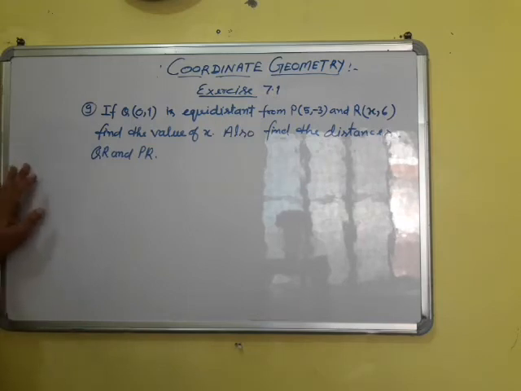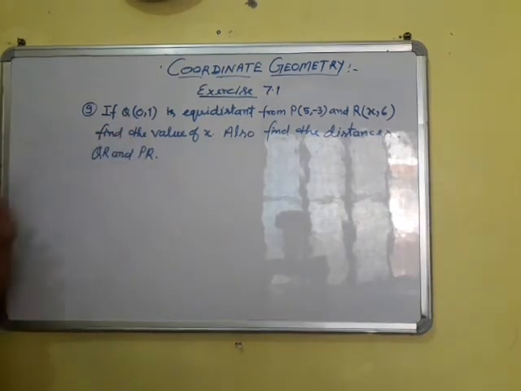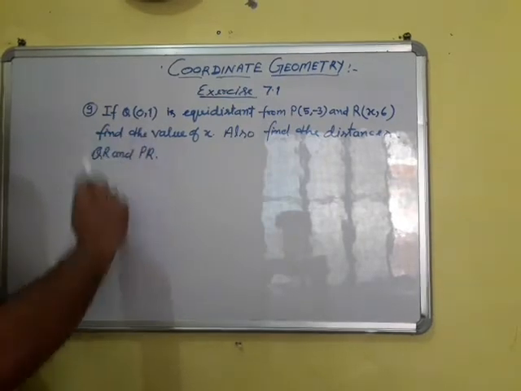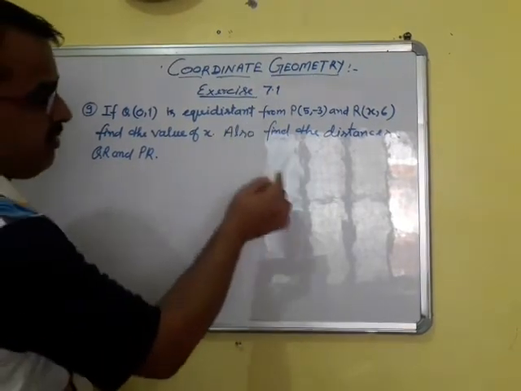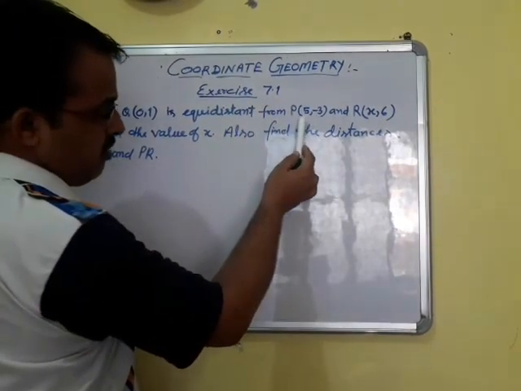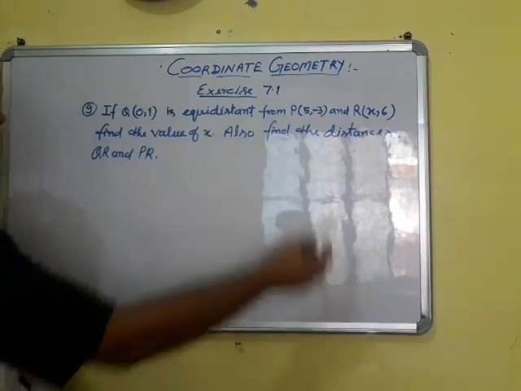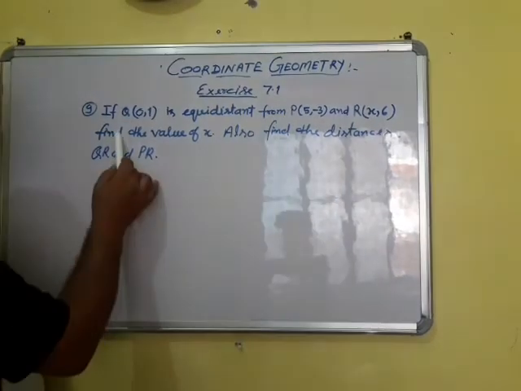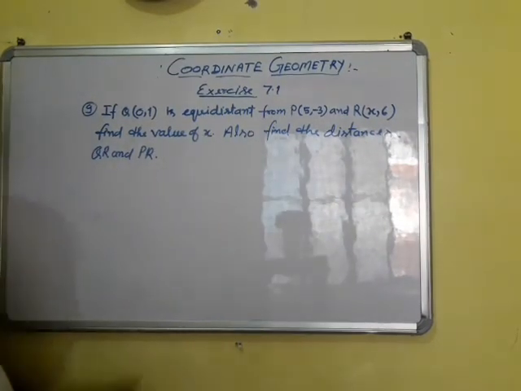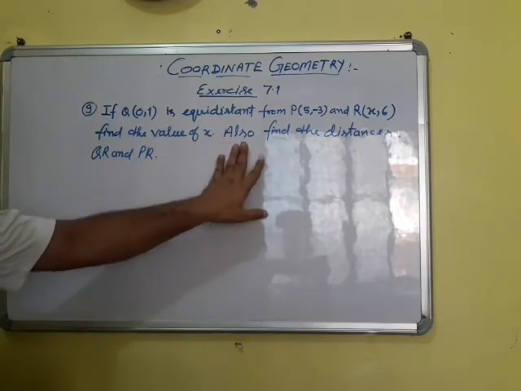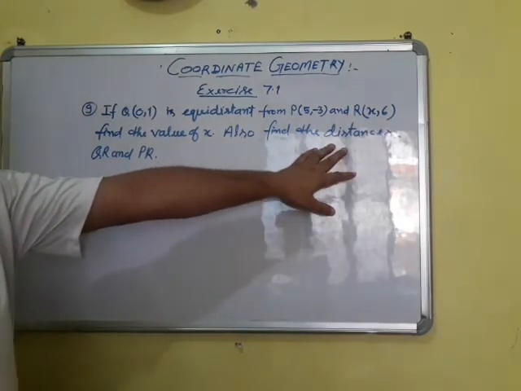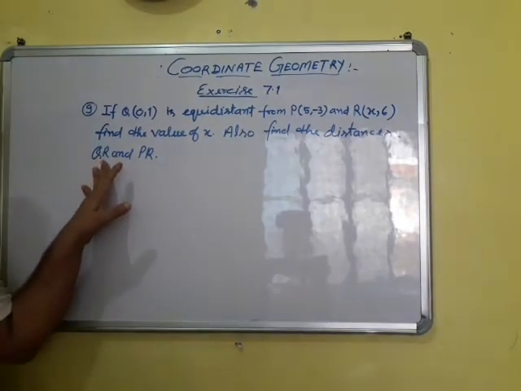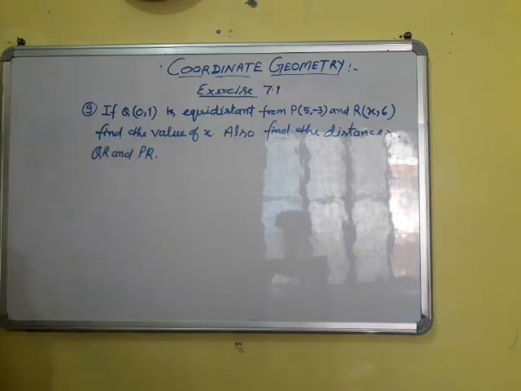Question number 9. If Q, whose coordinates are given here as (0, 1), is equidistant from P, whose coordinates are (5, -3), and R (x, 6). Find the value of x, and also find the distances QR and PR.